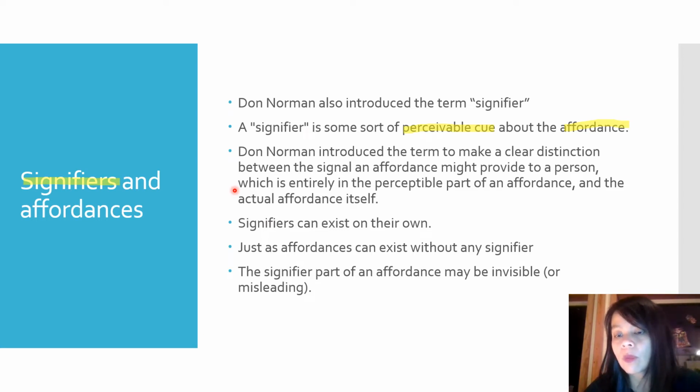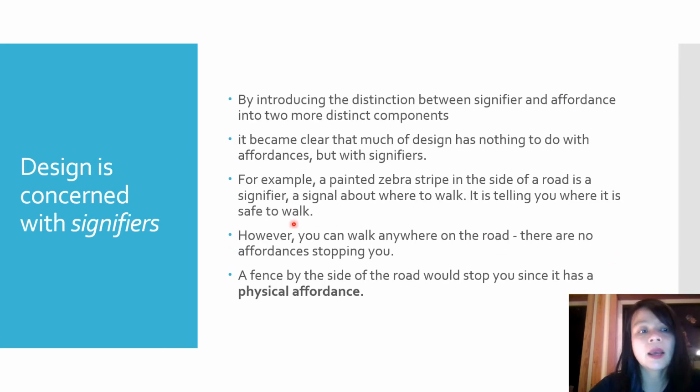So when you see a button on a web page, it's not an actual button. But you believe that you could click it, so it will go down. So that is perceived affordance. Okay, it's not an actual affordance, right? So that's a signifier. Signifiers can exist on their own, just like affordances can exist without any signifier. So the signifier part of an affordance might actually be invisible or misleading. Design is really concerned with these signifiers.